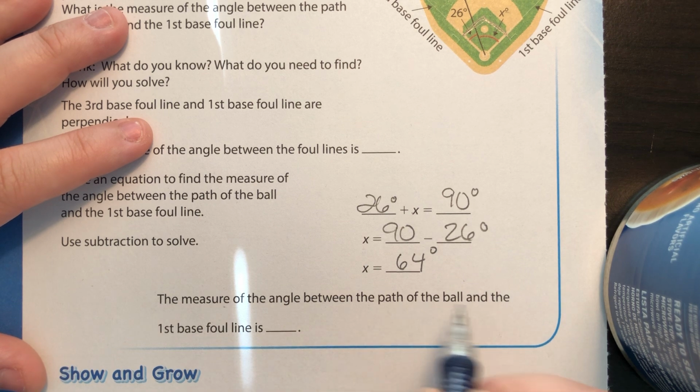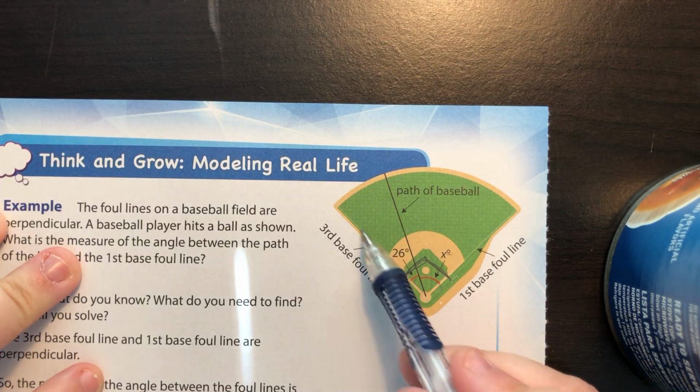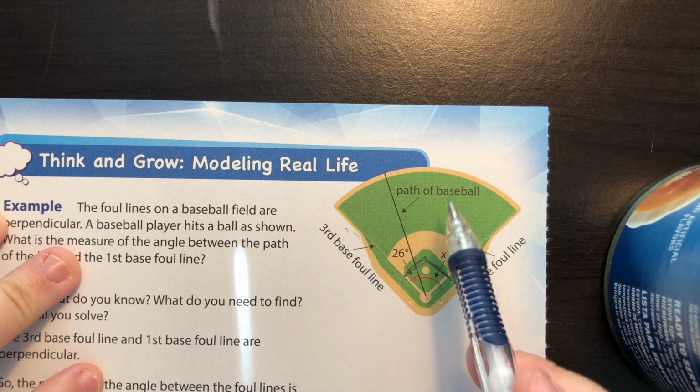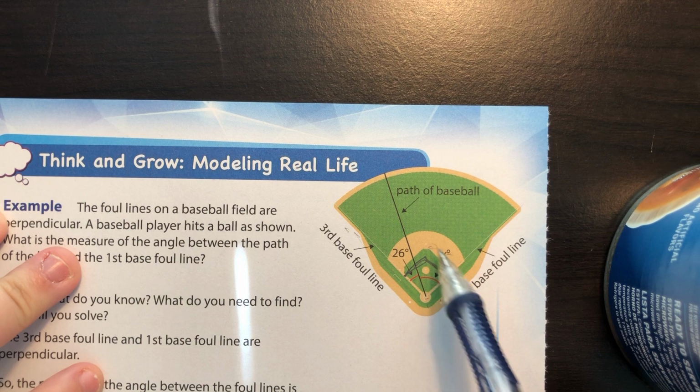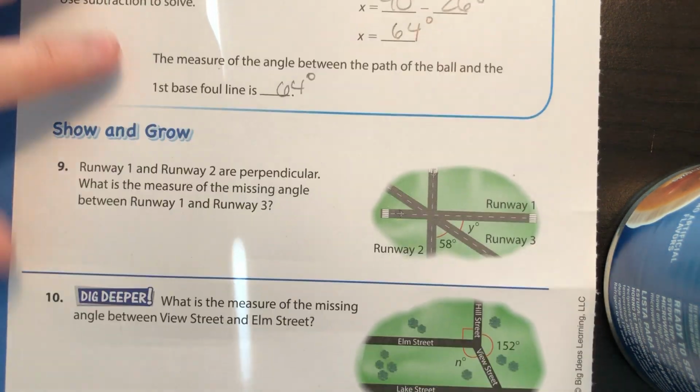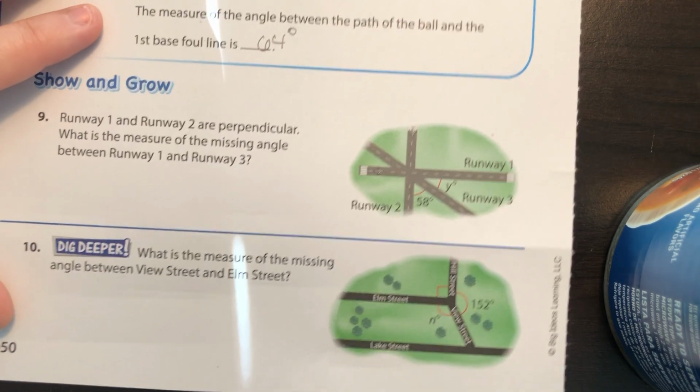So the measure of the angle between the path of the ball and the first foul line is 64 degrees, and I knew that because these two foul lines right here, they told me they're perpendicular, and if they're perpendicular, they form a perfect 90-degree angle. So 26 plus x has to equal 90. That's how I know it. Two more problems and I'll be done.